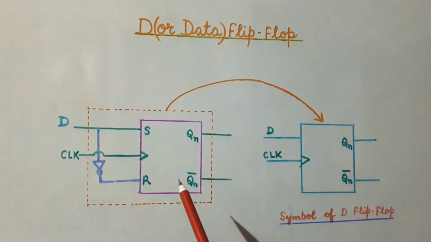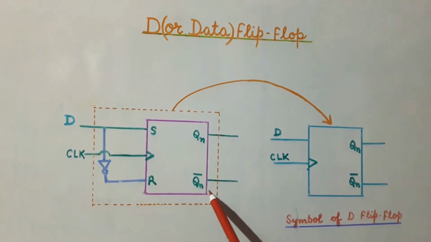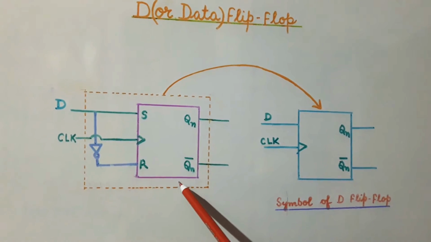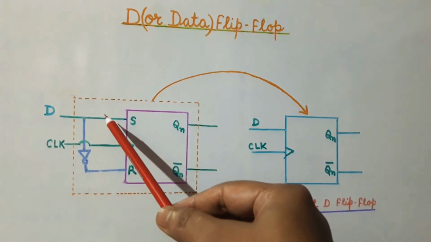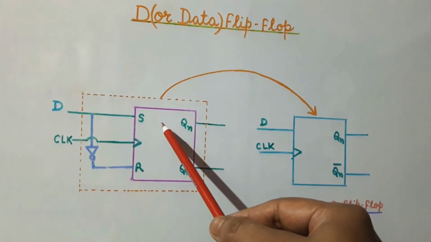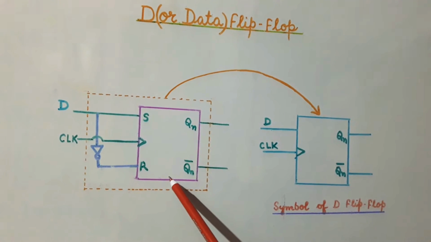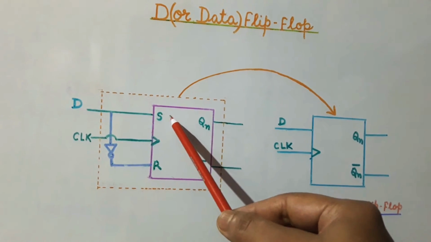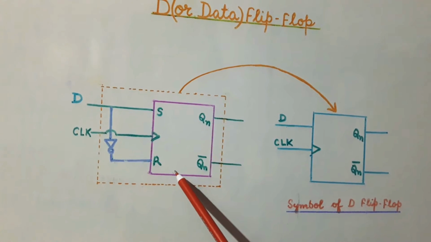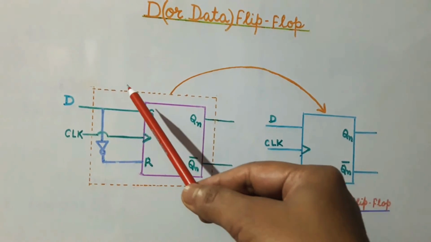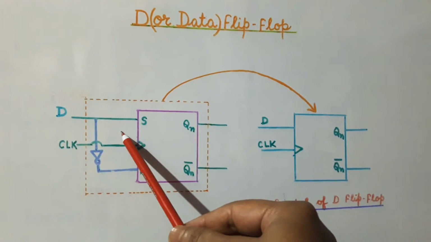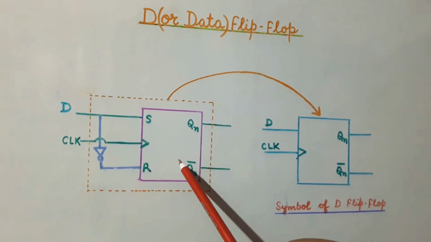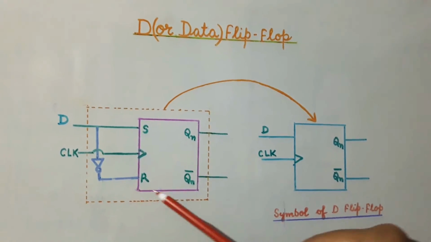Now, we see that we can convert an SR flip-flop to a D flip-flop by connecting an inverter from S to the R input. So, if D is 0, it means that S will be equal to 0 and R will be equal to 1. And if the value of D is 1, in that case S will be equal to 1 and R will be equal to 0. So, we find that we need only a single input, that is D, and to get the other input we just complement it.